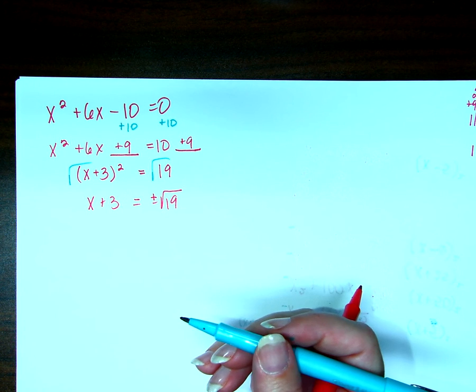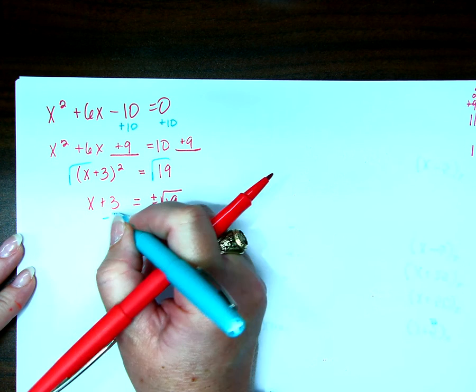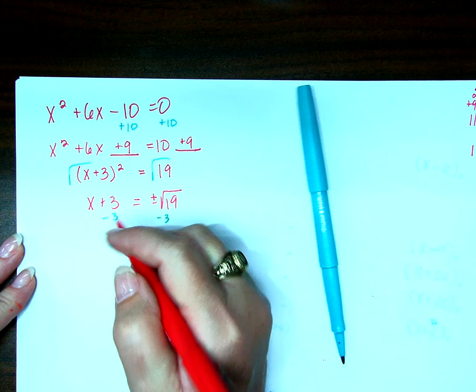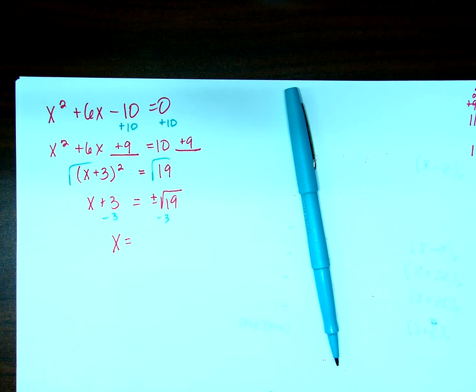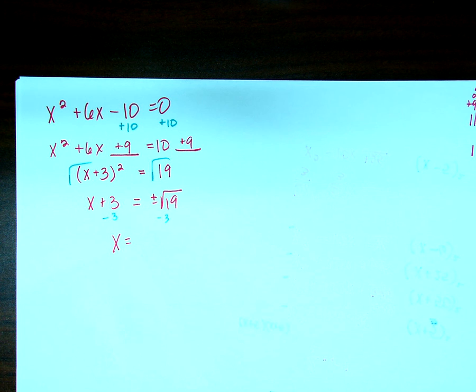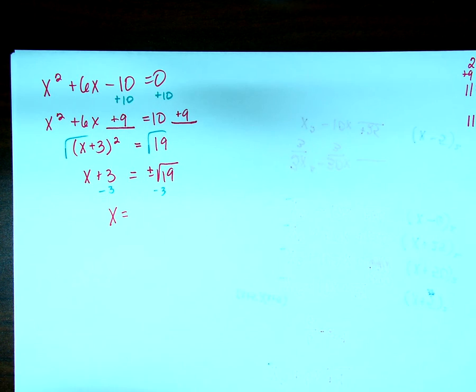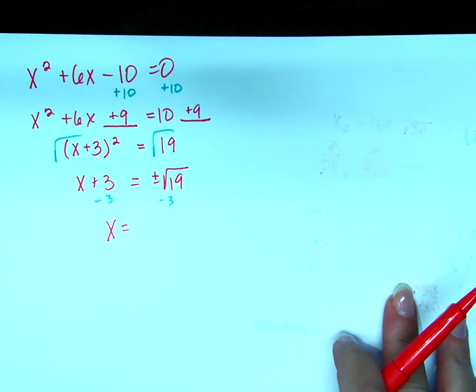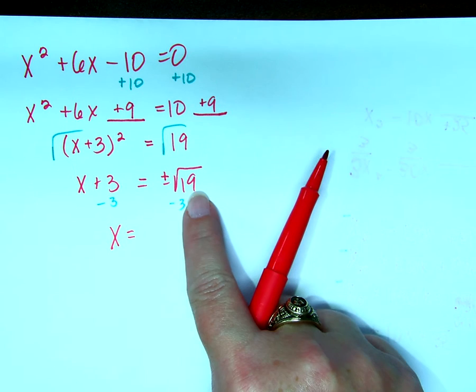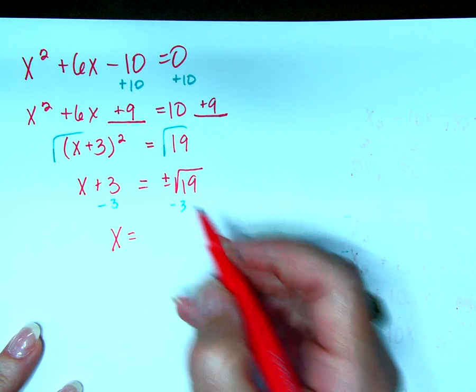What do I have left to do to solve? Subtract 3 from both sides. Somebody tell me a wrong answer that somebody has told me already today. People have tried to say plus or minus the square root of 16. Is that a good thing to say? No. I can't put a number inside of there. I have to leave it out front.